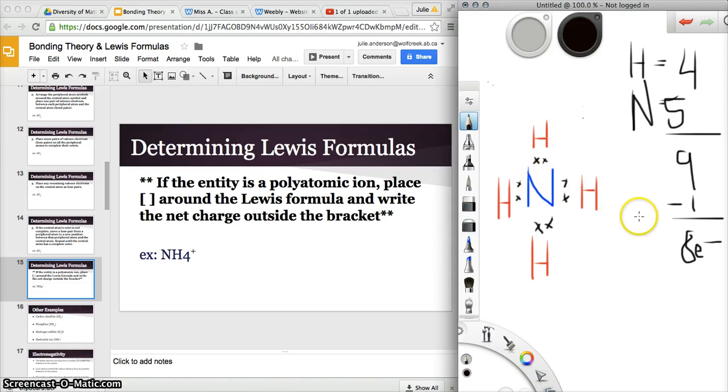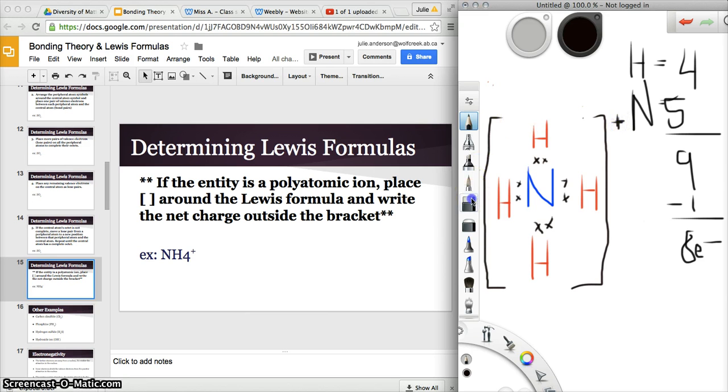Okay, I've used up all 8 electrons. So usually I would have an extra electron, but because our net charge is +1 with ammonium, I simply put square brackets around my polyatomic ion Lewis diagram and add a positive sign on the outside of those brackets.